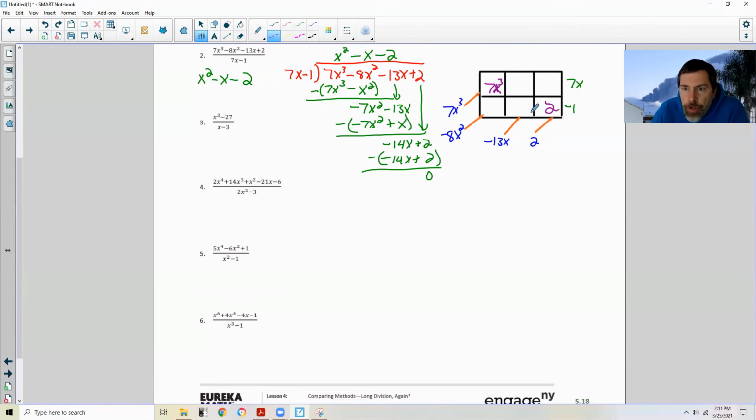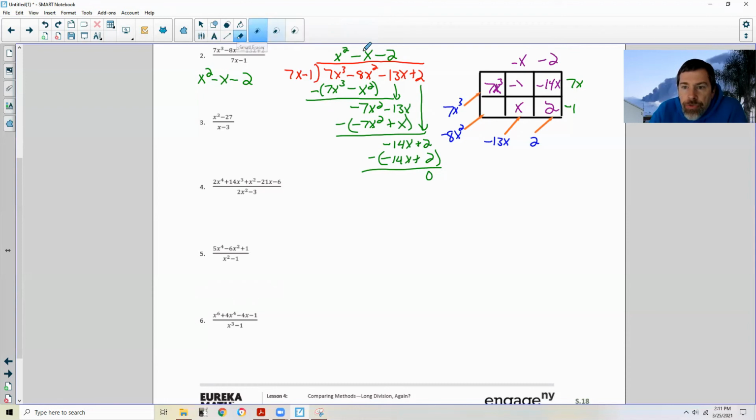We always know our corners because they're not being added to anything. So to get 2, negative 1 times a negative 2 will give me 2. 7 times a negative 2 is negative 14x. I want negative 13x, so I need to add a positive x here. Negative 1 times a negative x will give me a positive x.